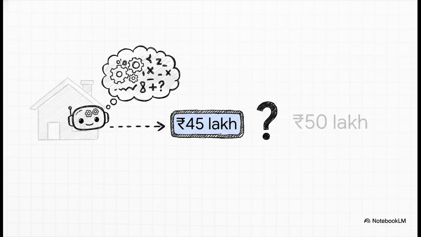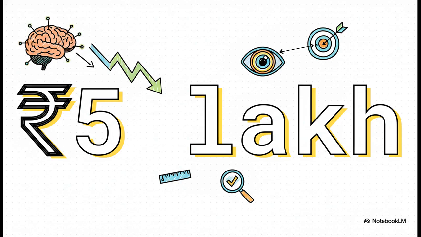So you know the question, what's the loss here? The loss is a clean 5 lakh rupees. And this is so important. The AI doesn't just know it was wrong, it knows exactly how much it was wrong by. Its mission just became crystal clear: do whatever it takes to make that number smaller on the next try.